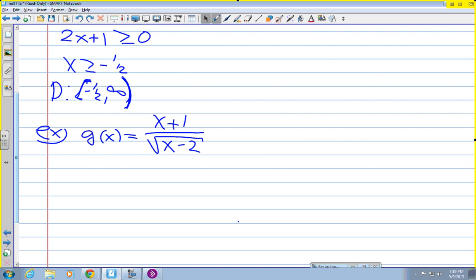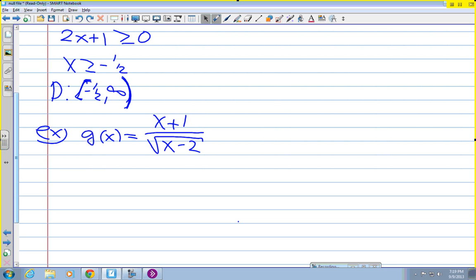So I have two areas that I need to be concerned about. First of all, I got a denominator with letters, so I have to make sure the denominator stays non-zero, right? But I also have to make sure that my square root is happy. So I want to also make sure that the radicand does not turn negative. The radicand cannot be negative, and it cannot be 0 at the same time, right?